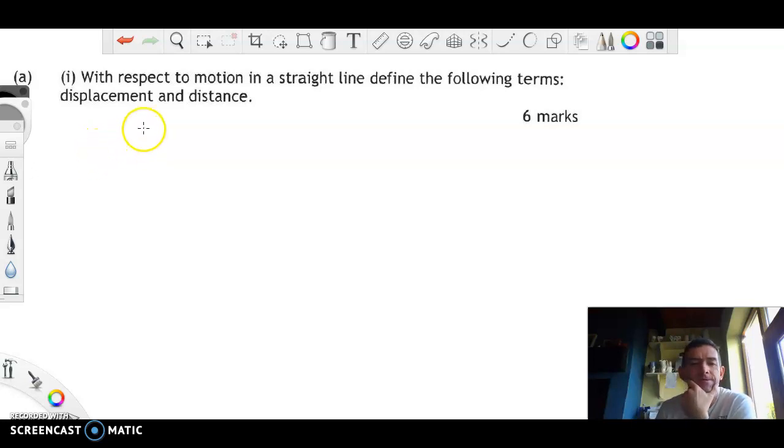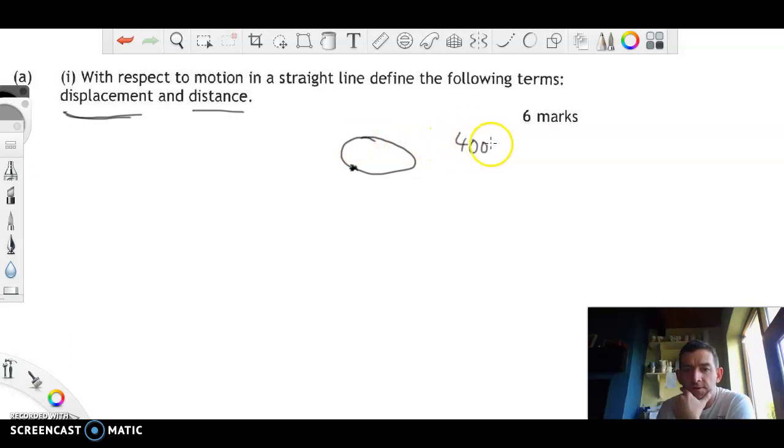2019. Anyway, with respect to motion in a straight line, define the following terms: displacement and distance. Well, if you think about a running track, a rough running track, you start here, run around it, and stop back where you started. The distance you travel would be 400 meters, but your displacement, you'd be back to where you started, so your displacement would be 0.